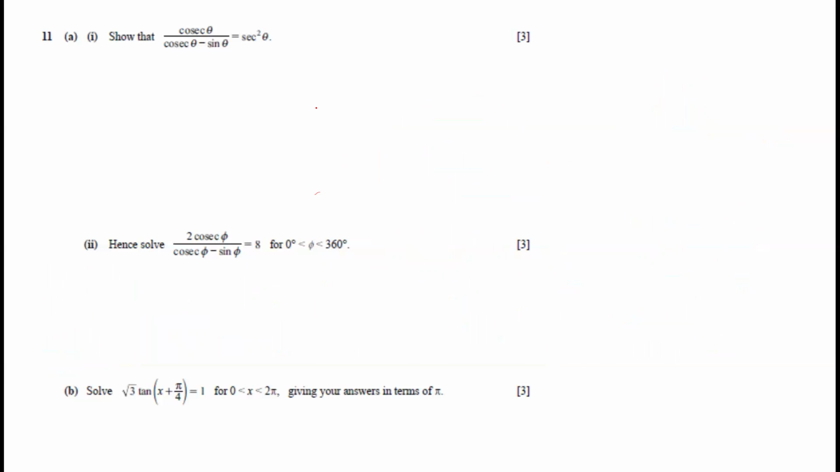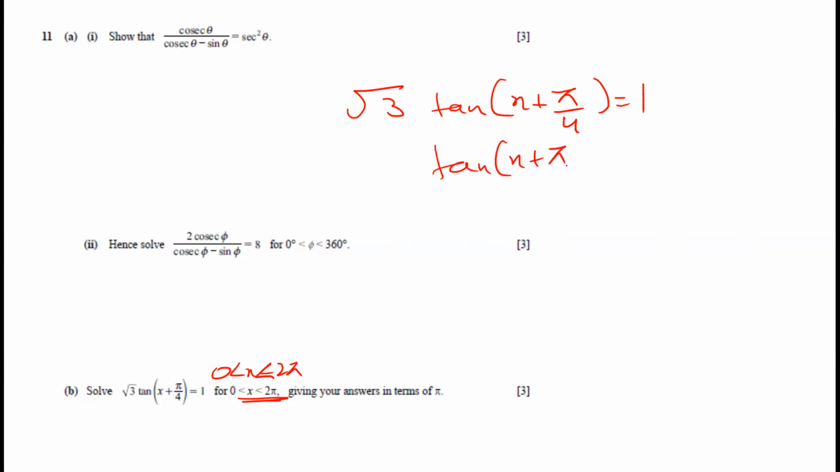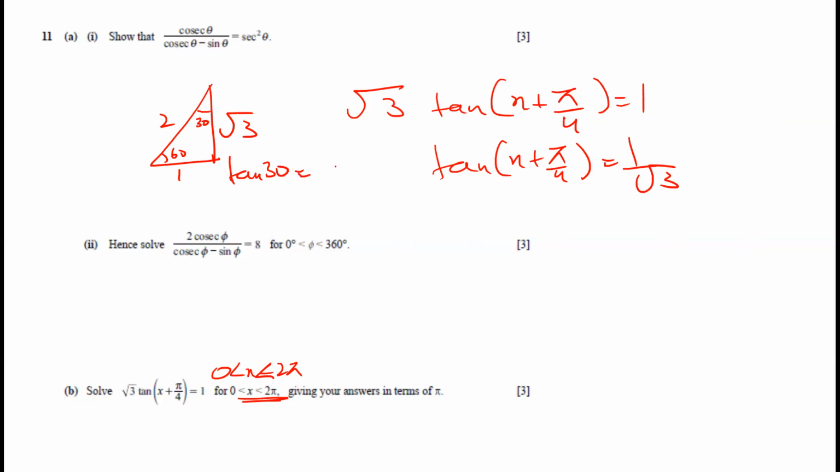Now for part B, we have this equation: under root 3 tan of x plus pi upon 4 equals 1, and we need to find all the values between 0 and 2 pi. So tan of x plus pi by 4 can be written as 1 upon under root 3. So if we again make this triangle, this is 2, this is 1, this is under root 3, this is 60, and this is 30.